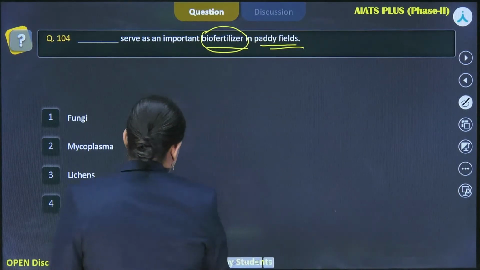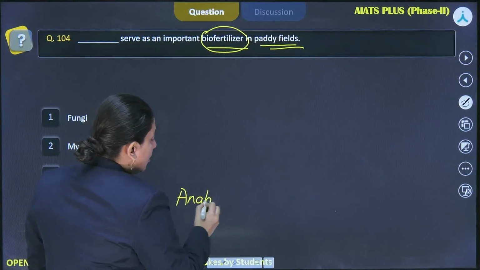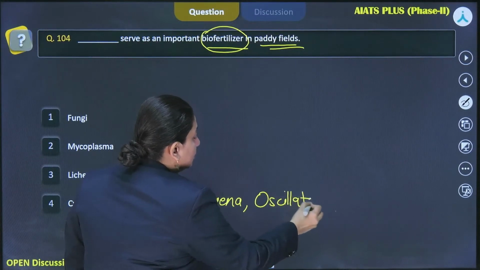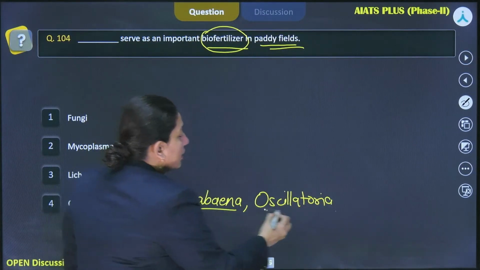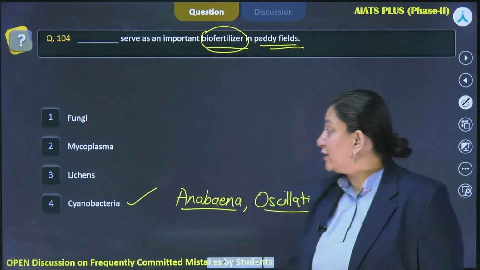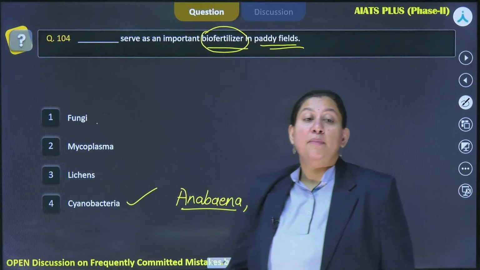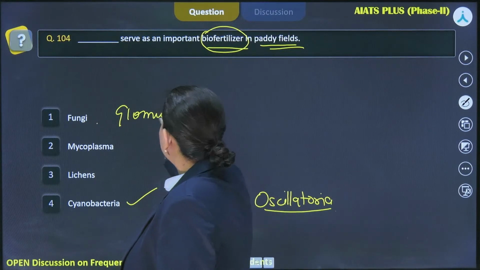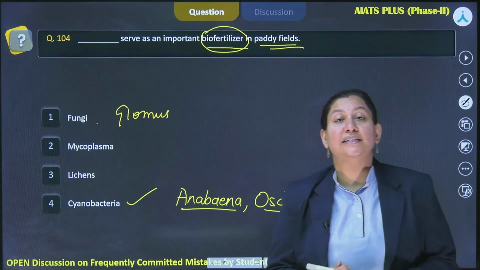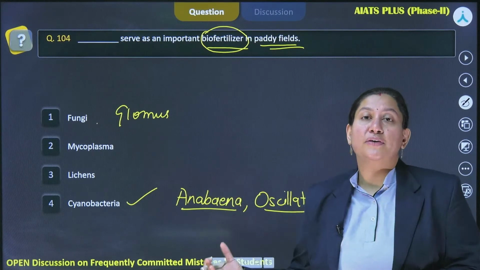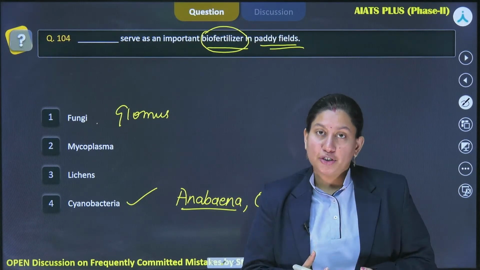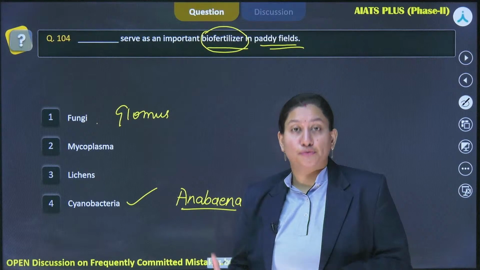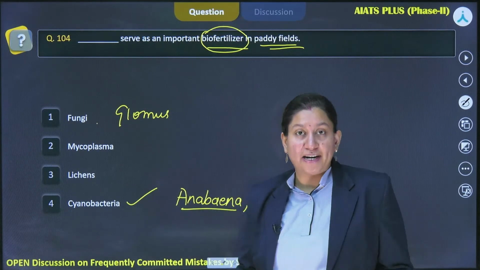Like we could use Anabaena, Oscillatoria. These kinds of cyanobacteria could be used as biofertilizers in the paddy fields. It's not that we cannot use fungus, right? But in paddy fields we don't use it. Fungi like the Glomus genus, the members of Glomus, could be used as biofertilizers as they absorb phosphorus from the soil and give it to the plant. So they form a mycorrhizal association and provide the plants with an ample amount of phosphorus. So yes, they could be used, but not in the paddy fields.